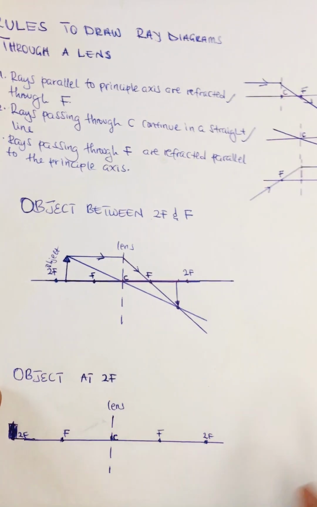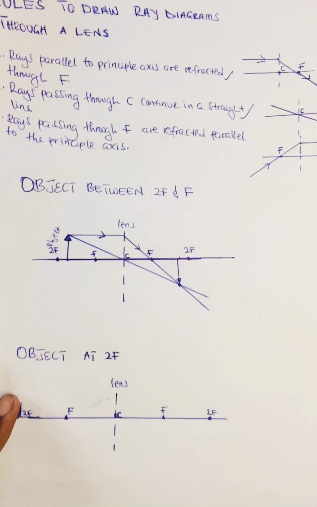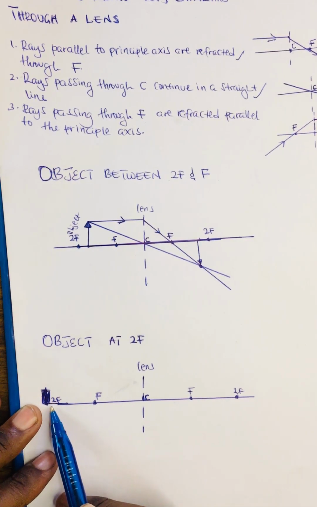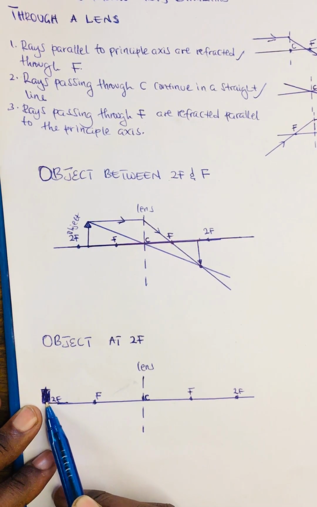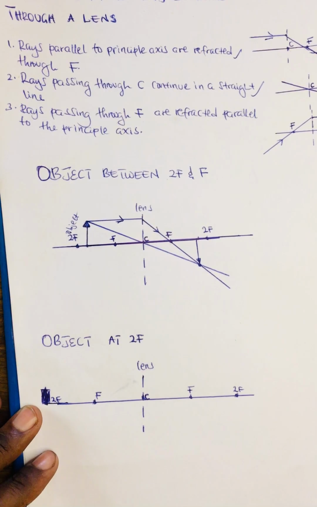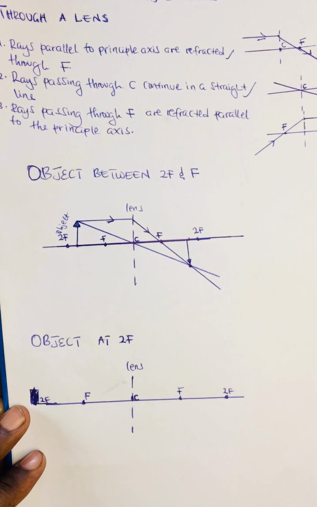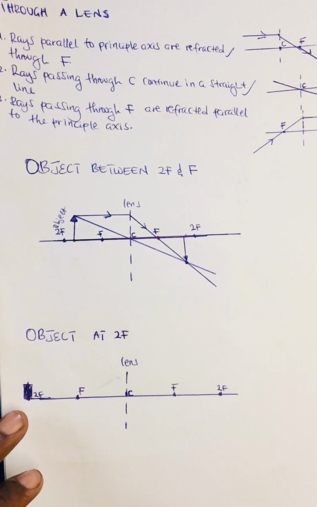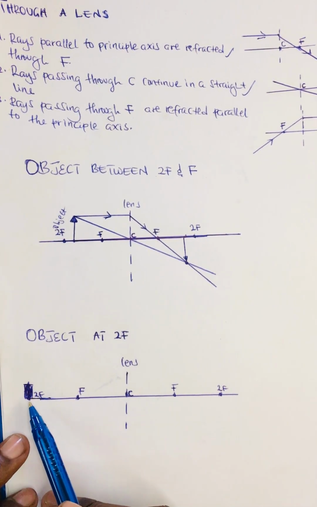Okay, let's look at the image when given the object at 2F. So we have 2F somewhere there. You will forgive my drawing. And so how do we locate the image?